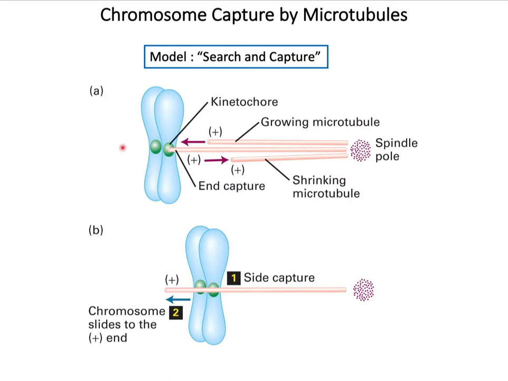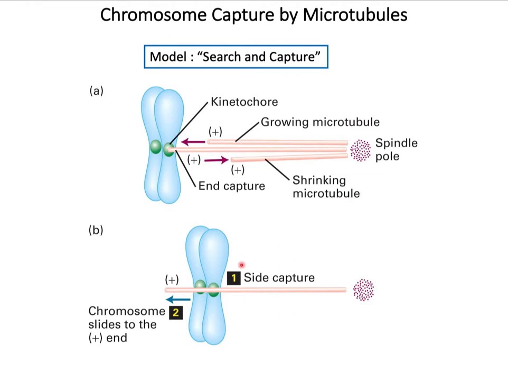So what happens during metaphase? You have these microtubules growing from the spindle poles and they are growing towards the chromosomes. And if one of these microtubules happens to, as it's growing, come in contact with the kinetochore region, it will bind to the chromosome and capture it. This is known as the end capture. But the cell is not always that lucky as this event happens by chance.